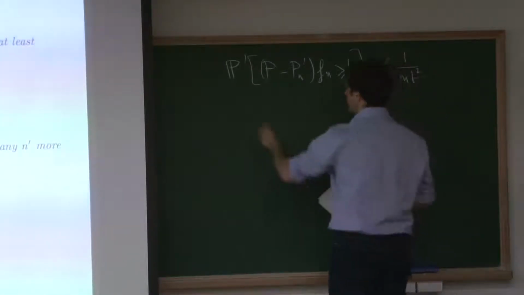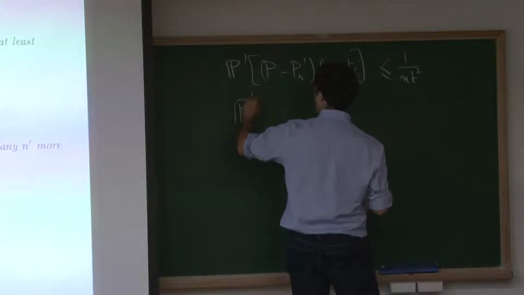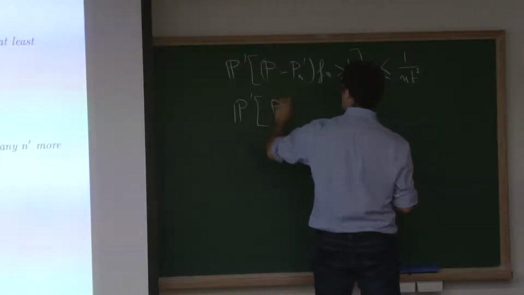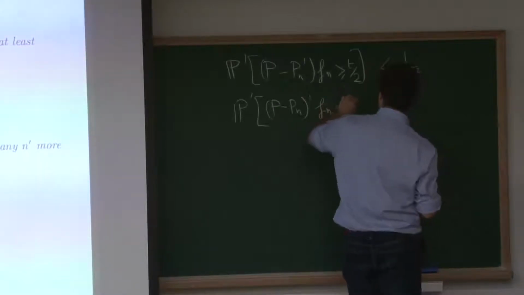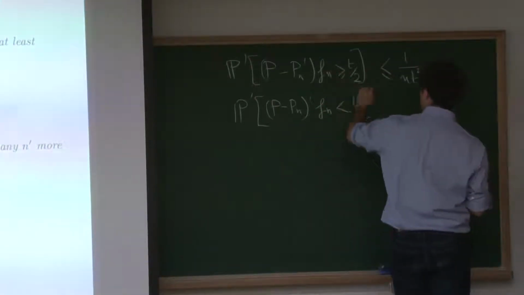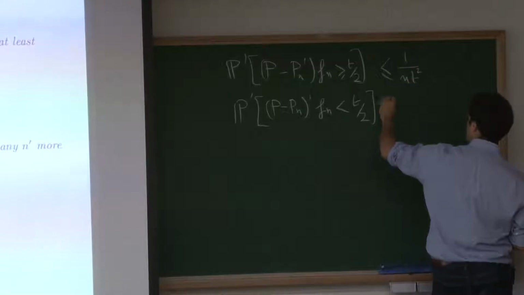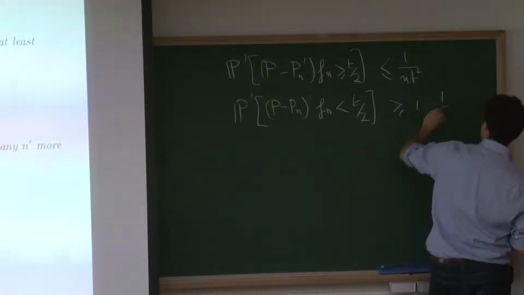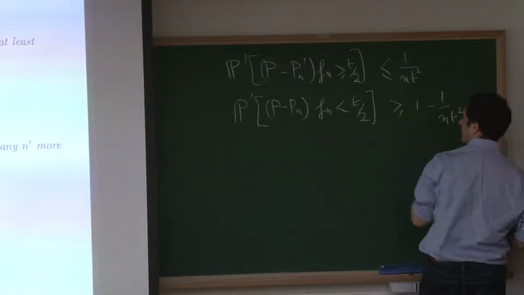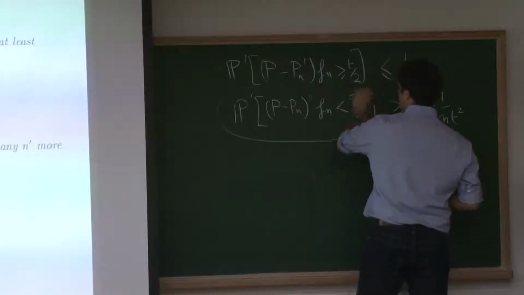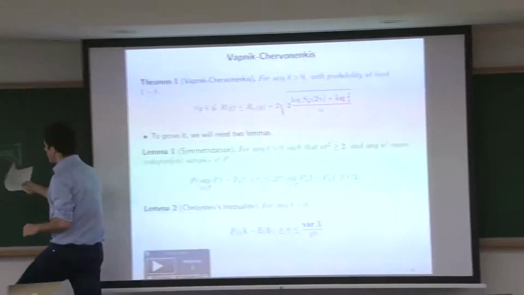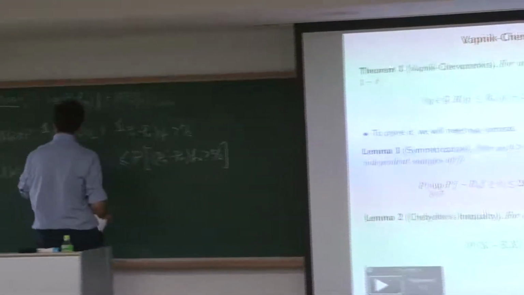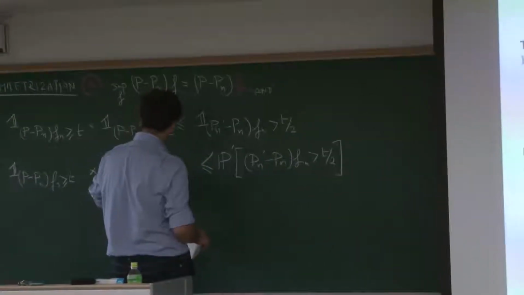So basically, the probability with respect to P prime of P minus Pn prime of Fn smaller than T over 2 here is bigger than 1 minus 1 divided by nt squared. And this is a term here that we had there. So we can again lower bound this by 1 minus 1 over nt squared.